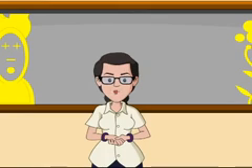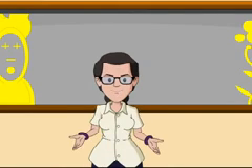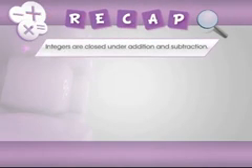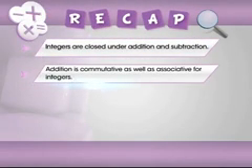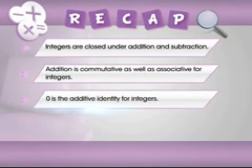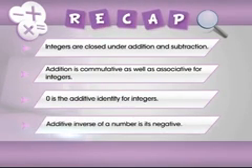Alright friends, time to take a memory jog. So sit tight and pay attention. In this module, we have learned the following. Integers are closed under addition and subtraction. Addition is commutative as well as associative for integers. 0 is the additive identity for integers. Additive inverse of a number is its negative.